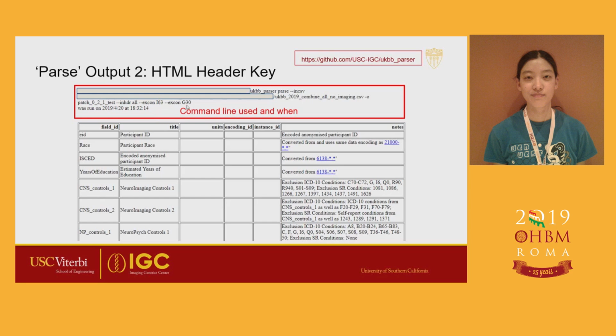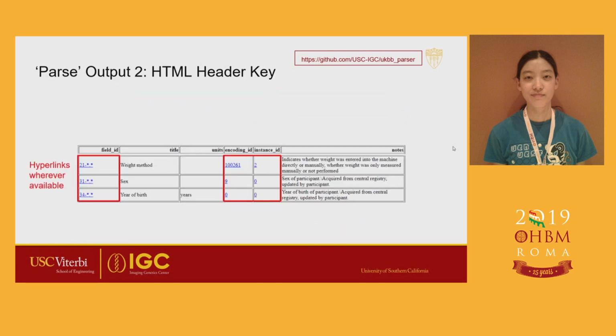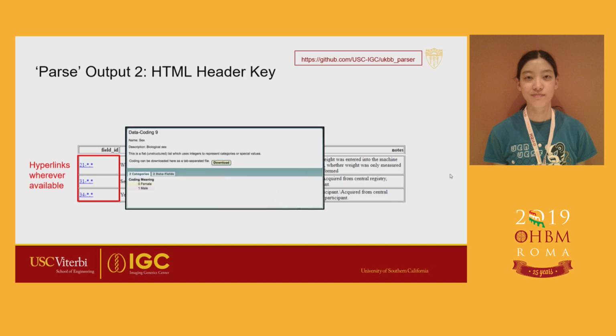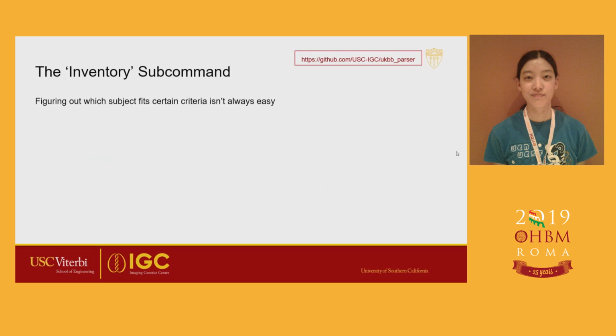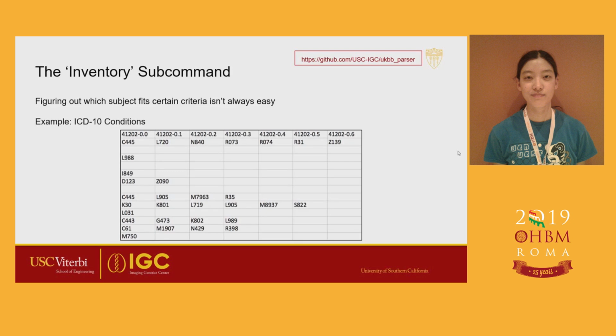So this starts off with the command line that was used and when. Like I said, you can pass along these flags. Maybe you really want to exclude cerebrovascular diseases, and I believe that might be Alzheimer's. If you want to go ahead and pass that off to somebody else for the same exclusion criteria, you can go ahead and do that. And whenever available, there will be hyperlinks. Like I said, 31 might not mean anything to you intuitively, but you can see from here that it's associated with the title sex. And it has an encoding ID of 9, which means that if I click on this hyperlink, it'll tell me something like this, which shows us that female is indicated by 0 and 1 is indicating male.